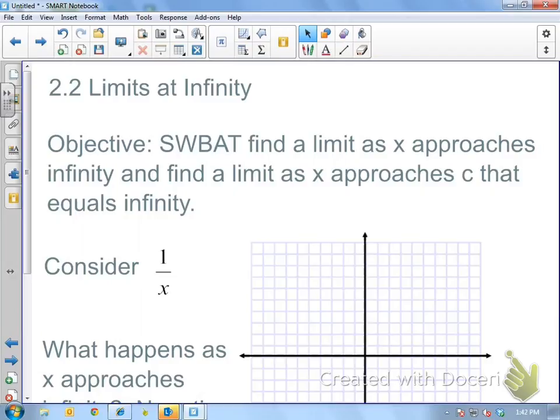So a good graph to start with is 1 over x, because it fulfills all of these things. It can have a limit equal infinity, and it can show us what a limit going to infinity can equal. So does anyone know what the picture of 1 over x will look like? It's something you should know from pre-calculus. It's going to look like this.